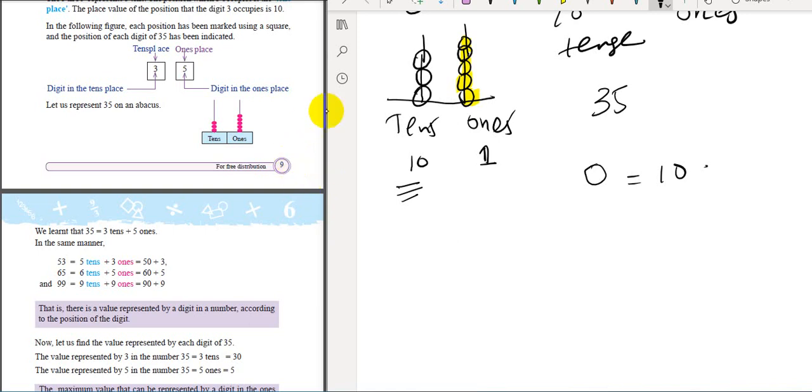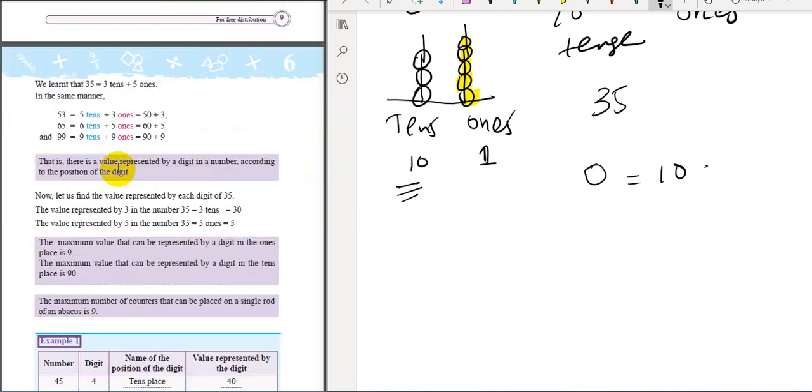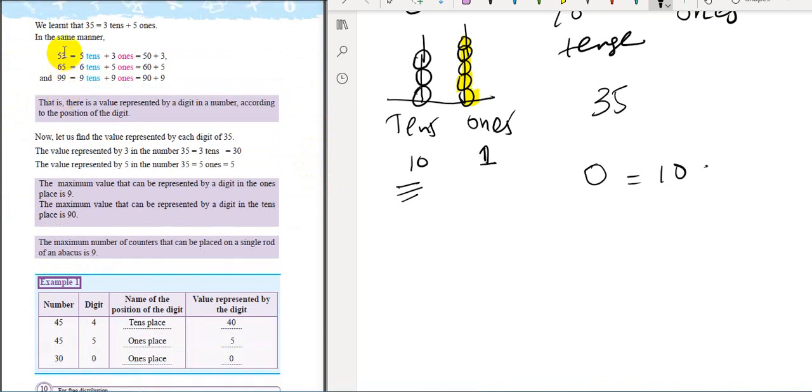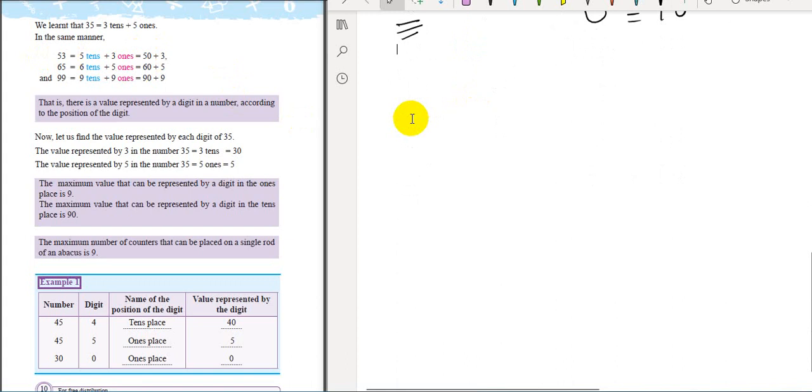Okay, now we'll move to the next part. How are we going to read it? 53. We can see 3 ones are here. And 50. How to write 50?